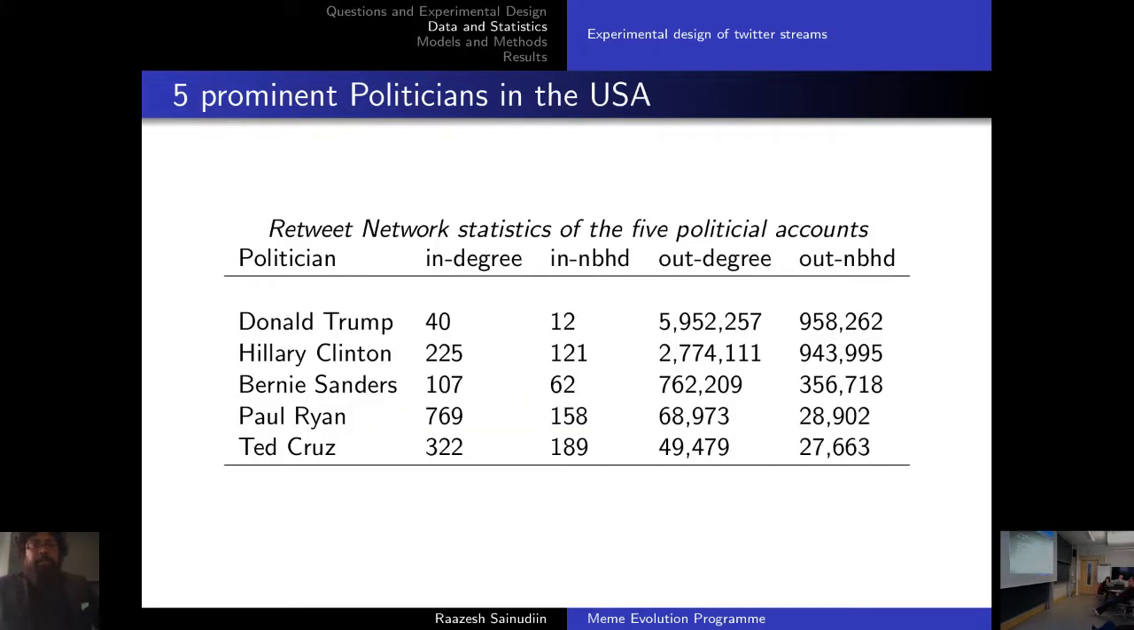Okay, so here are 5 prominent politicians: Donald Trump, Hillary Clinton, Bernie Sanders, Paul Ryan, and Ted Cruz. What I'm showing you is the in degree, out degree, in neighborhood, and out neighborhood. Out degree is the number of times someone retweeted @realDonaldTrump, and out neighborhood is the number of unique users in our sample that retweeted Donald Trump.